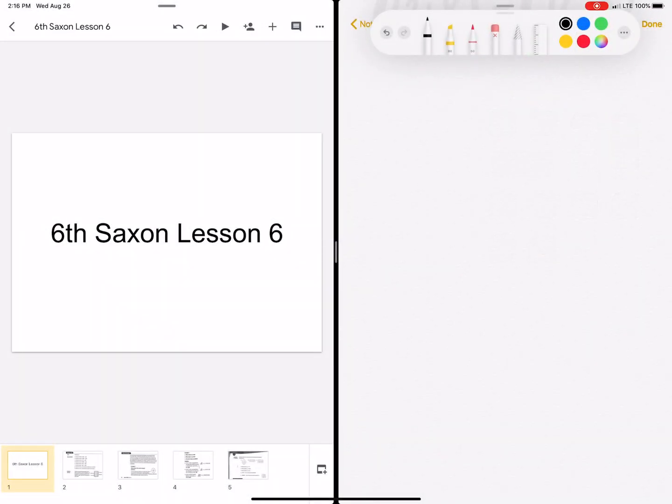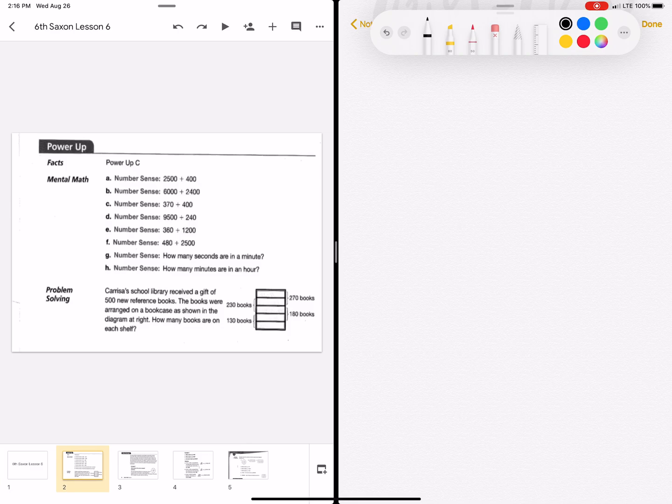All right, this is 6th grade, Saxon, lesson 6. Our new concept is fractional parts. You can pause right here and solve these on a separate sheet of paper. And when you come back, I will have your answers for you.